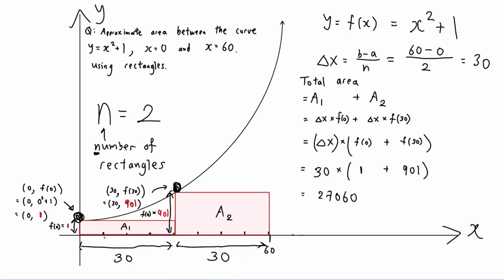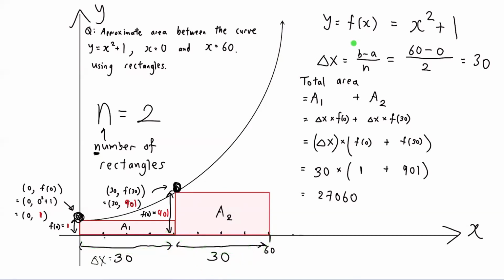Or in other words, there's a fancy formula for this. This 30 is what we usually denote as delta x. But to be honest, you don't really need to know what delta x is. Delta is a Greek letter. It means change. Then x means because it's on the x-axis. So we can think of it as the change in x. The change in x is 30. How do I get this 30?